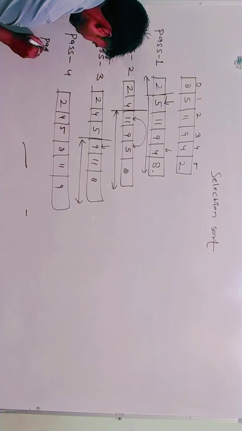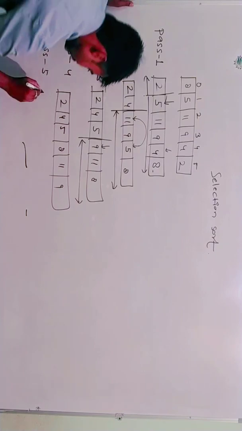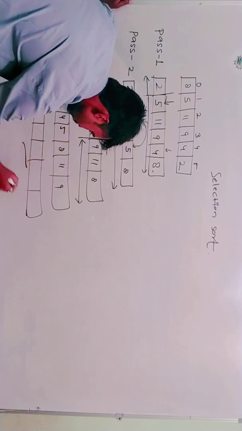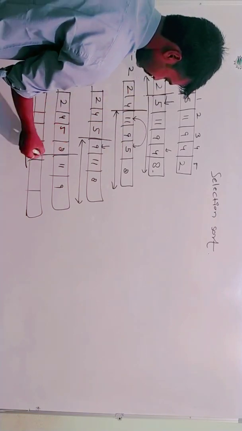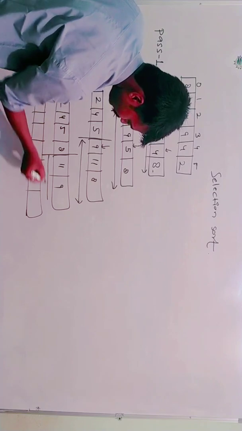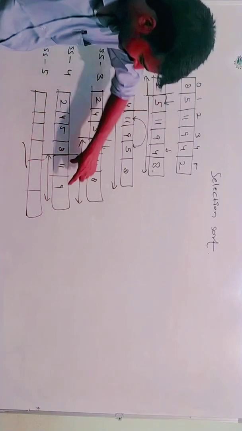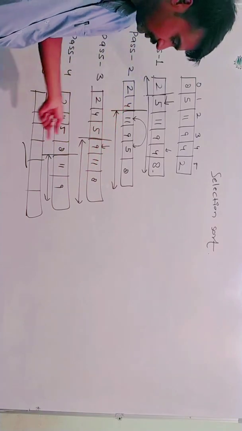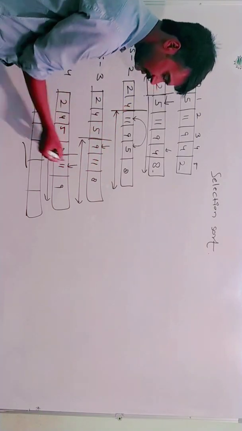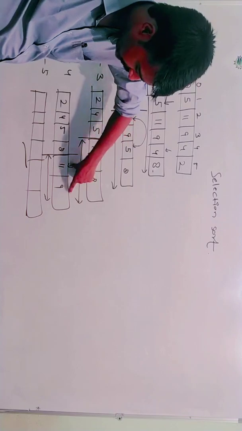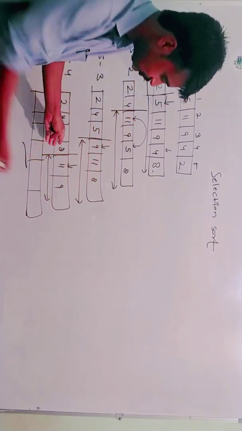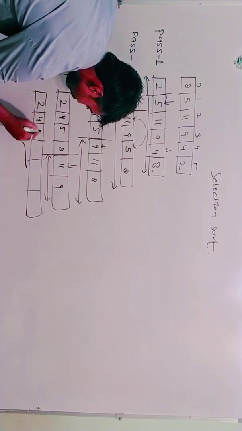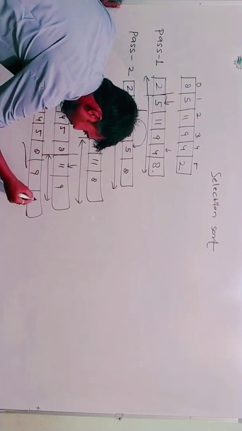In pass 5, what is the smallest element in this subarray? Is it 9 or 11? 9. So 9 is replaced with the first element of this subarray, this unsorted array. Okay. So 2, 4, 5, 8, 9, 11.